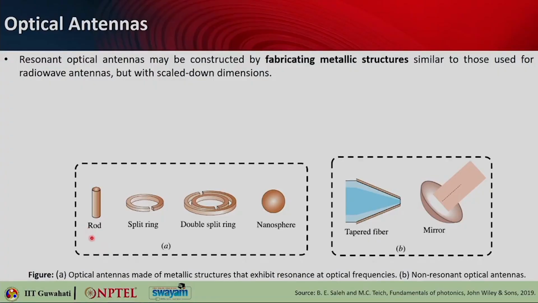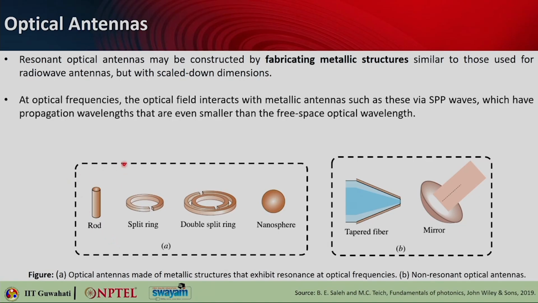Okay. So, here are some examples of optical antennas made of metallic structures that can exhibit resonance at the optical frequencies, like rod, split ring, double split ring and nanosphere. These are the examples of the resonant optical antennas. Now, at optical frequencies, the optical field interacts with the metallic antennas such as these shown here, via SPP waves, surface plasmon polariton waves, which have propagation wavelength much smaller than the free space optical wavelength.